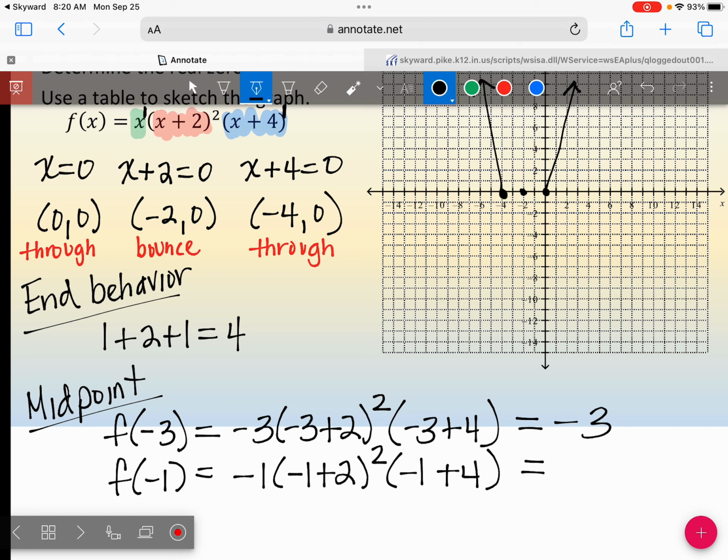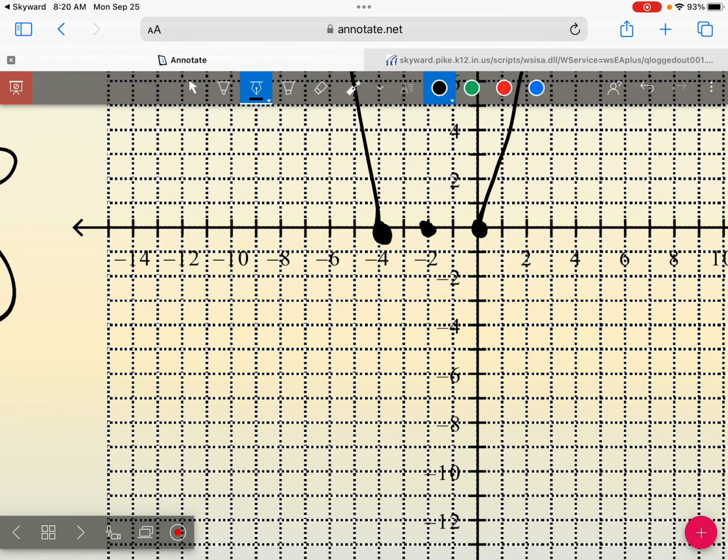All right, so let's go ahead and plot our points. I'm going to zoom in. We're going to put a point at -3, -3, and -1, -3. And now you're just going to connect it all together.